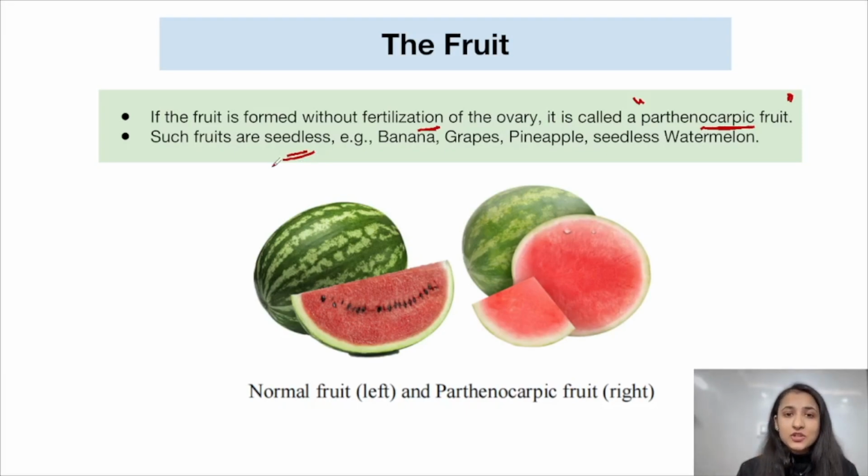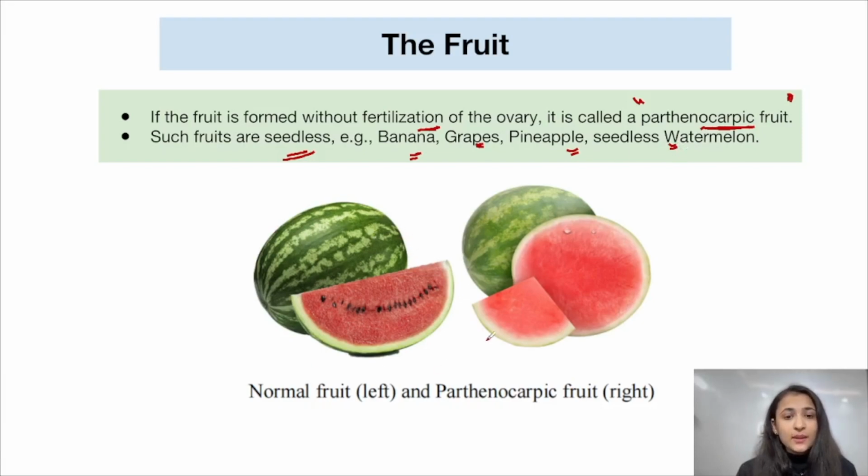How does fertilization take place? The pollen tube enters the ovule and fertilizes the embryo sac, specifically the egg cell of the embryo sac. And the other male gamete fuses with the two polar nuclei in order to form a triploid endosperm nucleus. But in these cases, since the ovules are not getting fertilized, the seeds are not formed. These fruits are seedless. Examples are bananas, grapes, pineapple, seedless watermelon.